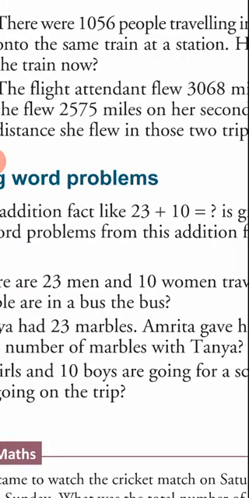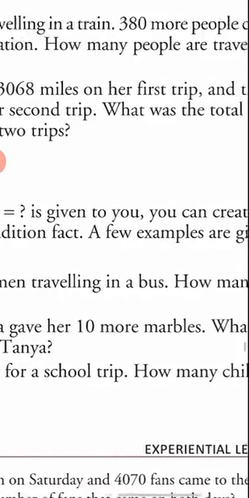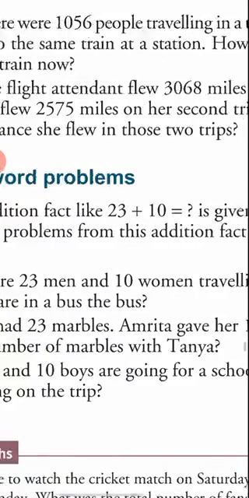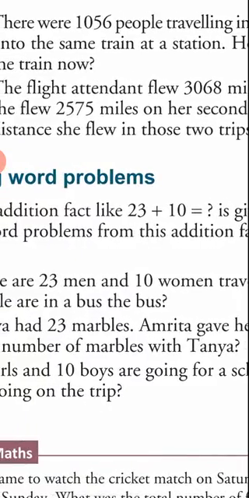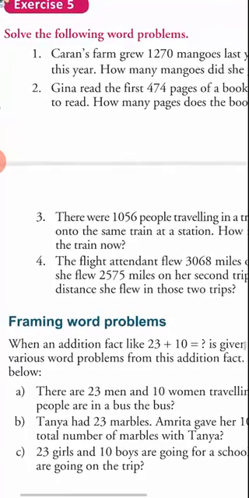Total distance means add. So she flew on her first trip is equal to 3068, and she flew on her second trip is equal to 2575. In that way you will get the total distance she flew in those two trips. So you will add and you will get the answer. I hope these 4 word problems are clear to everyone.